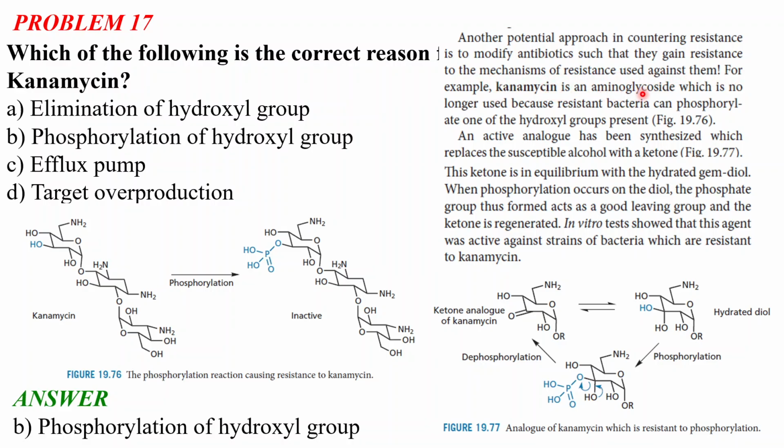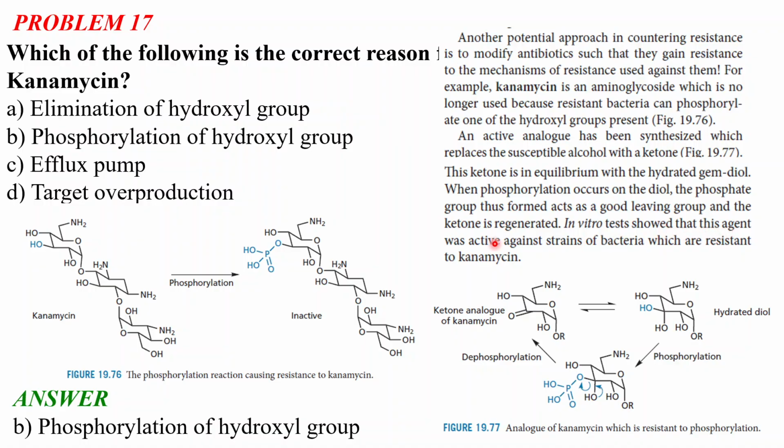For example, kanamycin is an aminoglycoside which can no longer be used because the bacteria can phosphorylate the hydroxyl groups present, so the drug becomes inactive. An active analog can be synthesized which replaces the susceptible alcohol with a ketone. This ketone is in equilibrium with the hydrated gem-diol. When phosphorylation occurs, the phosphate group thus formed is a good leaving group, and the ketone is regenerated.